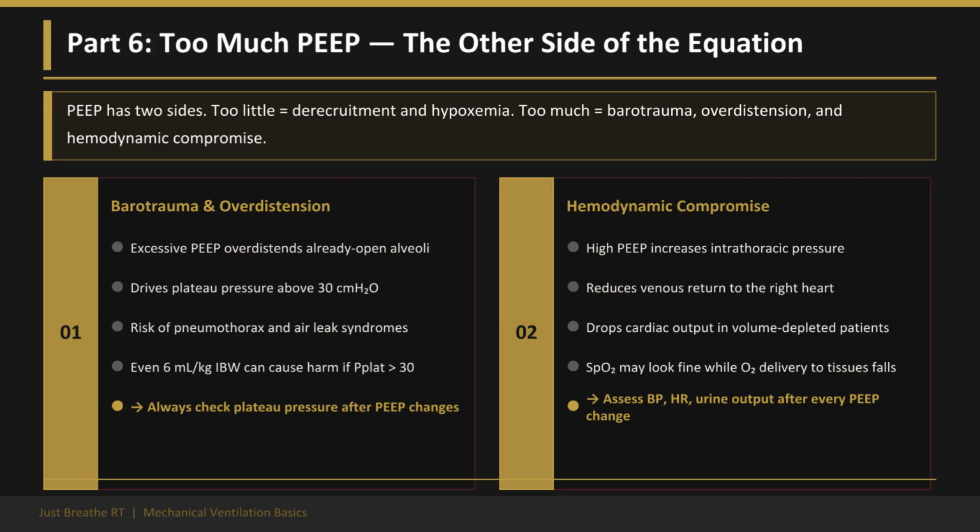Second, hemodynamic compromise. High PEEP increases intrathoracic pressure, which reduces venous return to the right heart. In a patient who is already volume depleted or hemodynamically fragile, a significant PEEP increase can drop cardiac output and worsen oxygen delivery to the tissues, even as SpO₂ on the monitor looks fine. This is why we assess the whole patient, not just the number on the pulse ox. Blood pressure, heart rate, urine output, skin perfusion, these tell you whether the PEEP you chose is helping or hurting the patient's overall oxygen delivery.